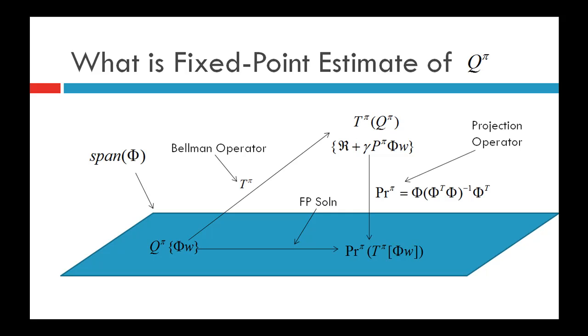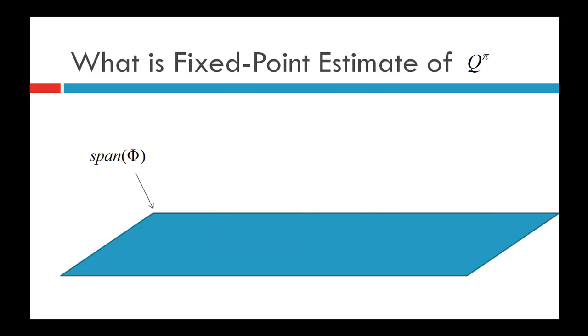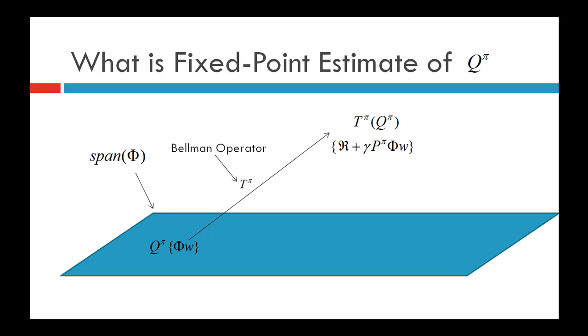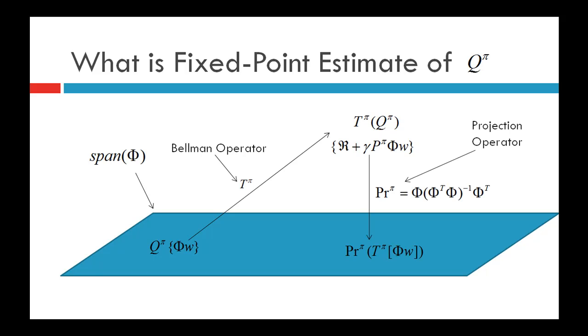So this is the overall picture of the fixed point estimate of the value function. Let me repeat this once again. You have this hyperplane that represents the span of matrix phi, and therefore phi times w will be on this hyperplane. But applying the Bellman operator means taking it out of the hyperplane. Say this represents the value, and once we apply the Bellman operator to this value, it will take it out of the hyperplane. So what we do is project this back onto the hyperplane using the projection matrix. We pre-multiply this T pi Q pi with PR pi, which is a projection matrix, and this brings the result back onto this hyperplane.